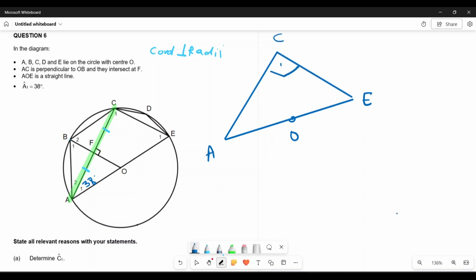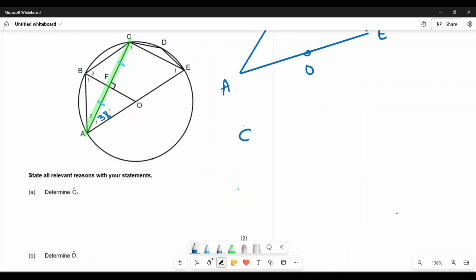And remember, angles subtended by your diameter are 90 degrees. So here, my C1, right? So let me write this here. C1 is equal to 90 degrees. Reason: this is an angle in a semicircle, right? Your theorem 3, semicircle, right? So here, it's 90 degrees.